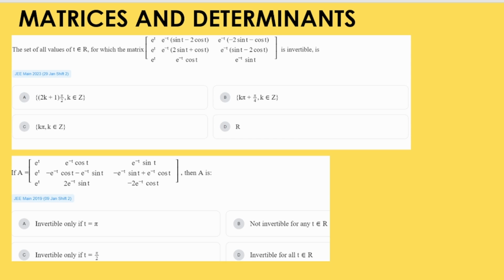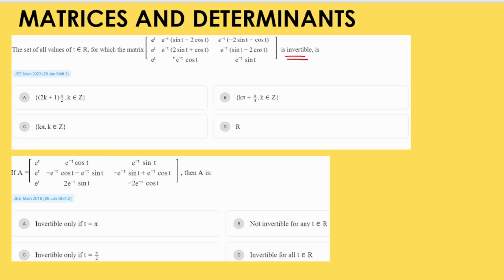So our next chapter is matrices and determinants. This is one of the important chapters. Here you can see there are matrices given and they're asking for what values of t it is invertible, right? And over here they're given a matrix A and you can see the matrix here and they're asking whether A is invertible or not invertible, giving different conditions for t.